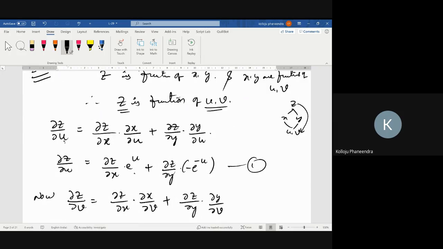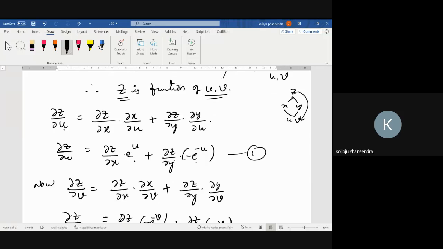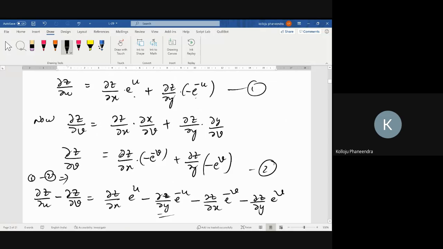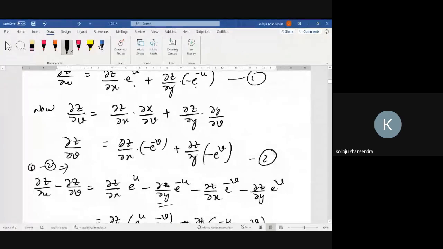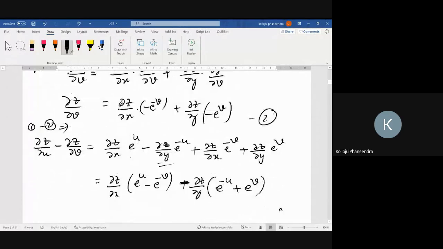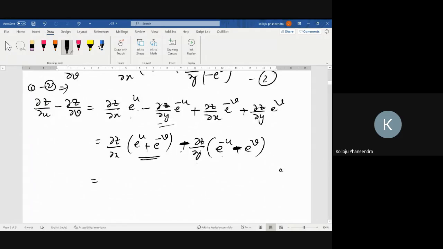∂z/∂v, ∂y/∂u, it's minus, subtraction, correct sir? This one is minus, right? Two, sir. One minus two. This one is okay. So this becomes what? Plus. This becomes plus, right? Yeah. ∂z/∂x times e to the power u plus e to the power minus v, minus ∂z/∂y common, e to the power minus u, and minus is common. This is minus, this is minus. So this is equal to, this value is what? x, and this value is what? y. So x ∂z/∂x minus y ∂z/∂y.